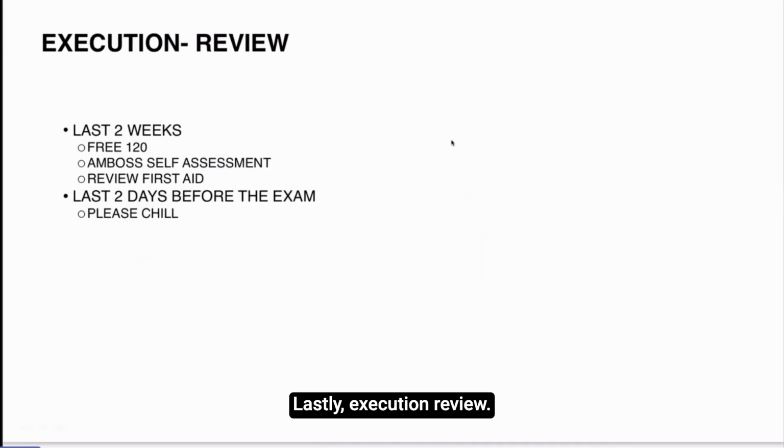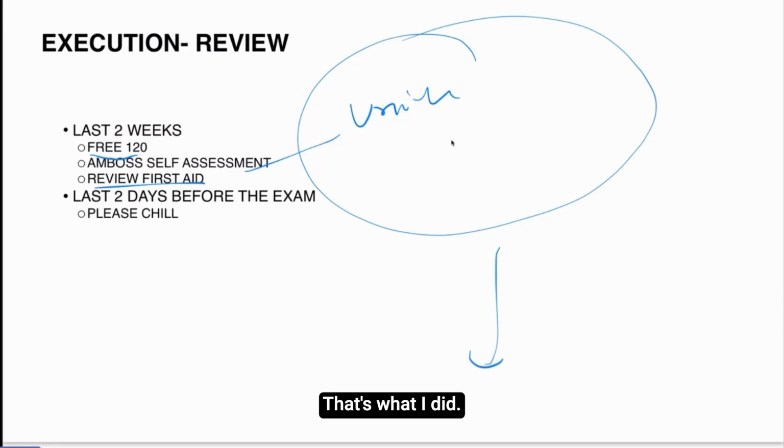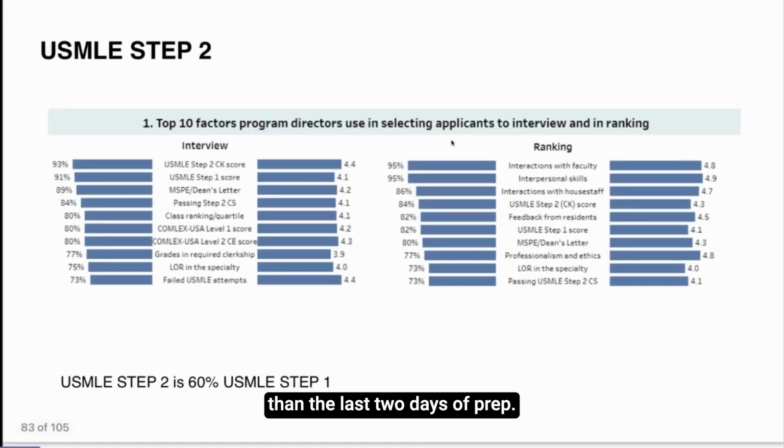Lastly, execution review. This is the last 2 weeks. Go through Free 120, review First Aid. This is your unified resource where you pulled every resource together. Use reverse progressive summarization where you're looking only at equations. That's what I did. And last 2 days before the exam, don't study. I wouldn't recommend that because it will add to your cognitive load. And that is going to interfere with your exam more than the last 2 days of prep.